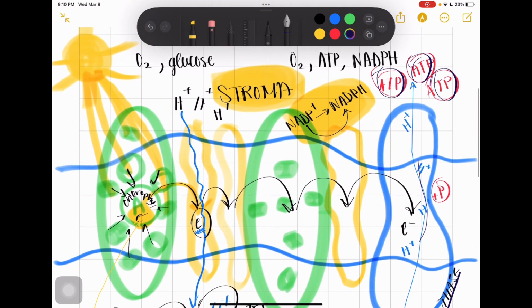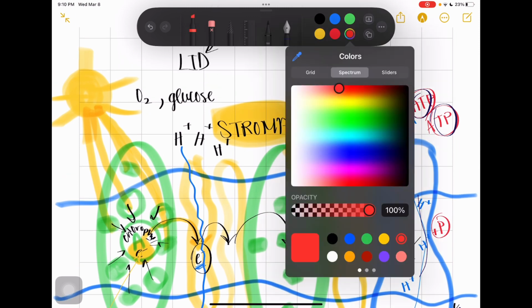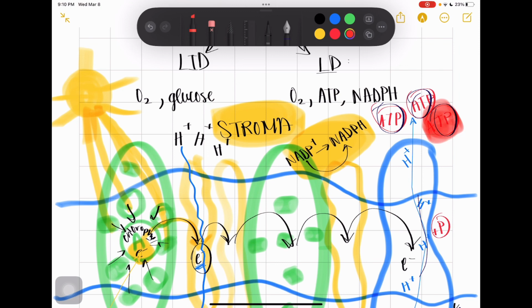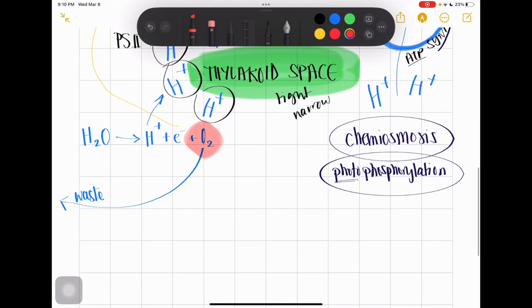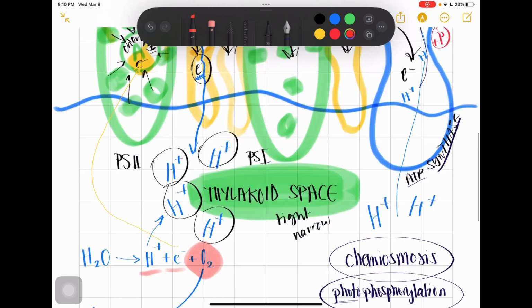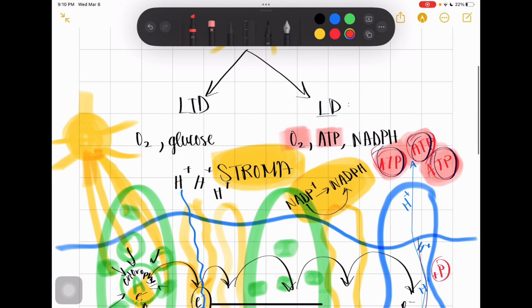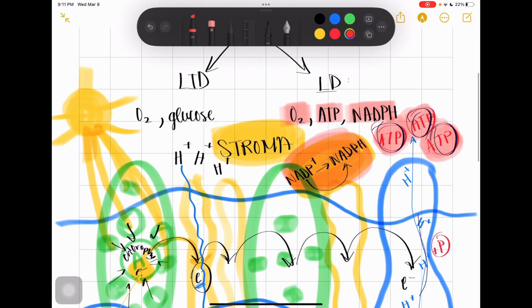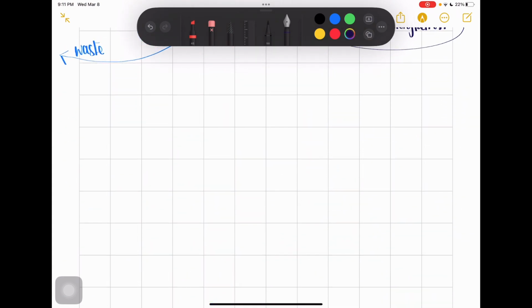So what did we collect? Never mind, not moving on. What did we collect from this? We're going to do our products in red. We got ATP, that is very dark red. We also got O2. And we know where these were used. And that's it, right? Those are both of our things. ATP and O2. Oh, and we got NADPH over here. So all of them have been completed. And that is it for light-dependent photosynthesis.